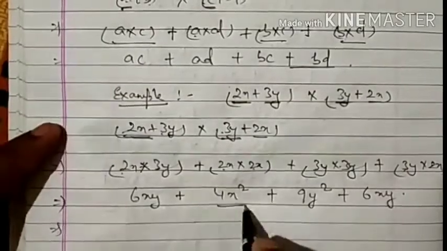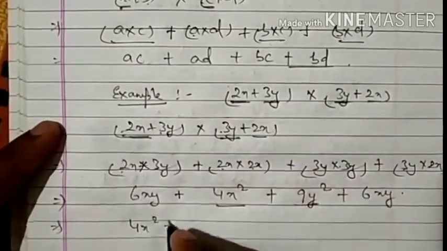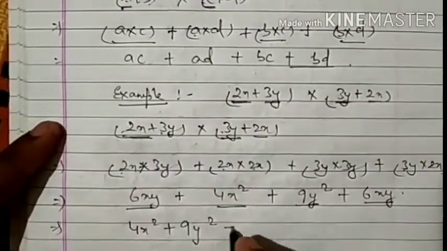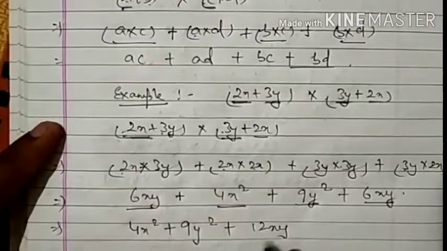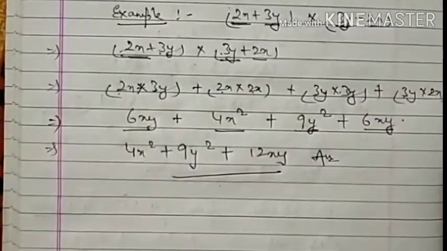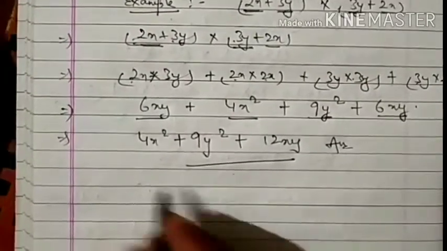What we do, first of all, we write the power with the greatest power. 4x square plus 9y square, 6xy plus 6xy, that is 12xy. This is our answer. So this is the proper way of multiplying. I hope it is clear to everyone. Let's take one more example.